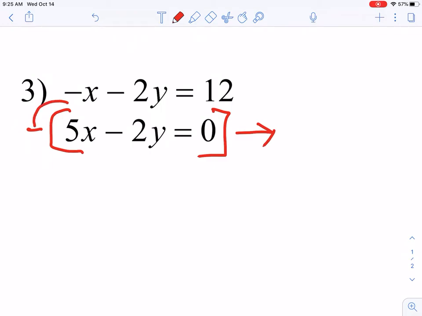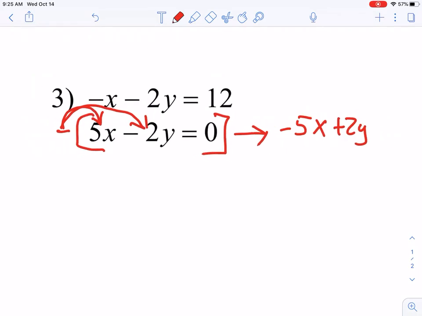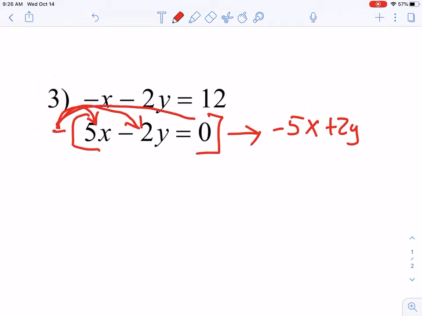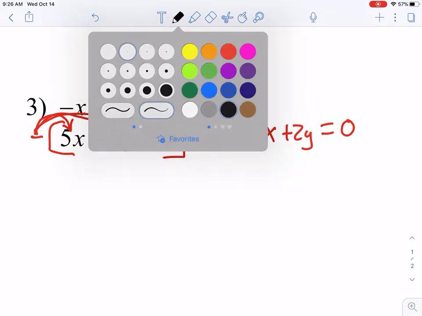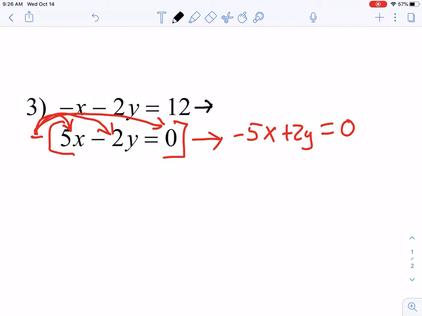So when we subtract, we're saying the opposite of a positive 5x is negative 5x. The opposite of a negative 2y is a positive 2y. And the opposite of 0 is still 0. We don't have to write negative 0. That's not really a thing. Okay, but if it were a number, we would take the opposite of that. My top equation stays the same, so I'm just going to rewrite it up here in black. It was a negative x minus 2y equals 12.